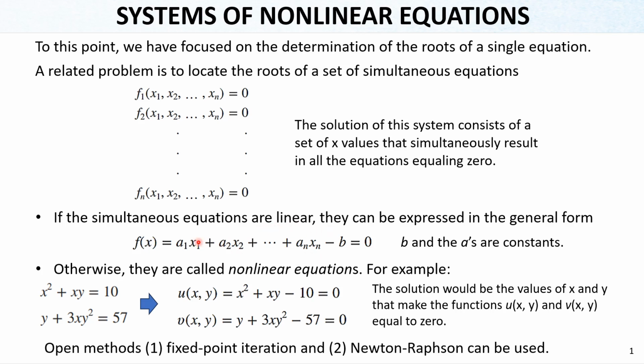But if we have a different power other than 1, like x squared, y squared, then these are nonlinear equations. And for these, we need to have them equal 0 to be able to find the root. That's why we convert these by isolating one side to be 0. For example, if we have 2, we can say this is u and this is v function. Simply, we can have this kind of representation of these nonlinear equations. And the solution would be the values of x and y that make the functions u and v equal to 0.